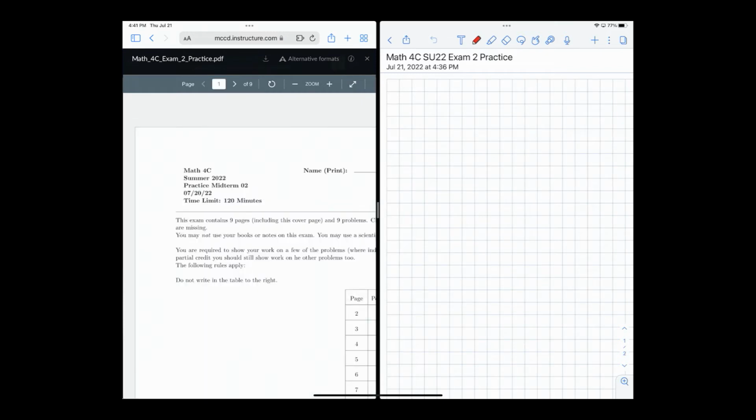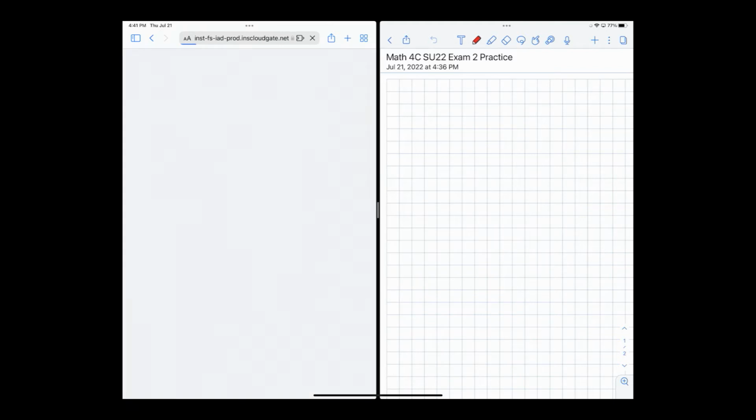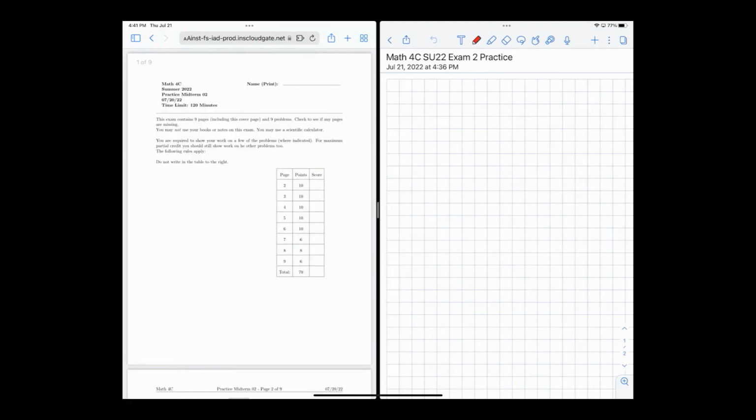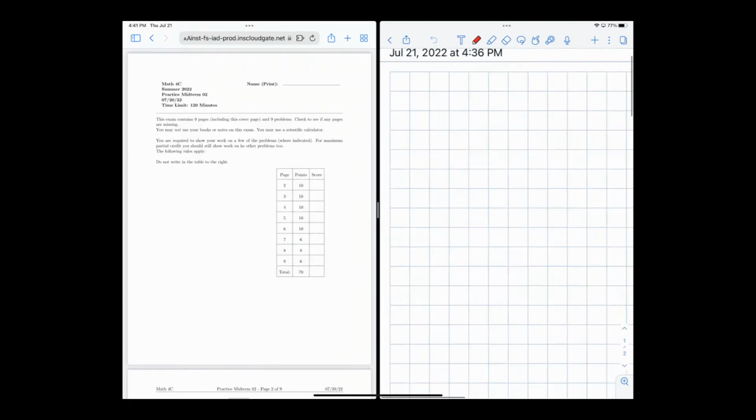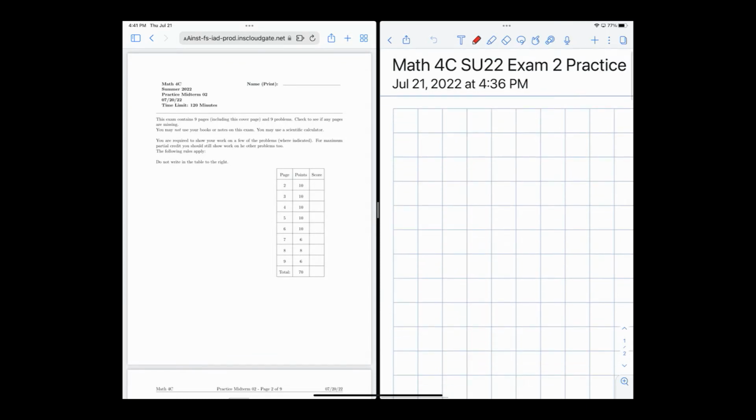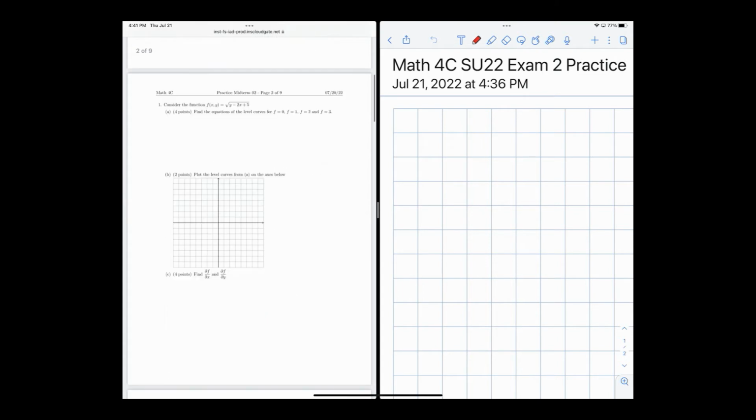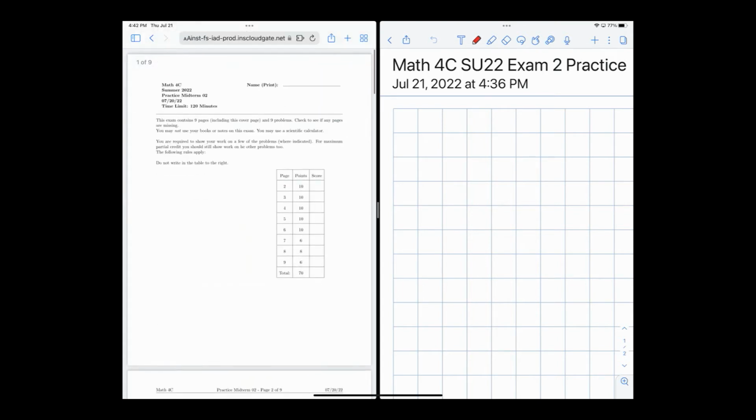All right, let me download this. Here we go. So this doesn't cover very many, it covers chapter 3 and part of chapter 4. We will see what there is in here. So there'll be a mix.